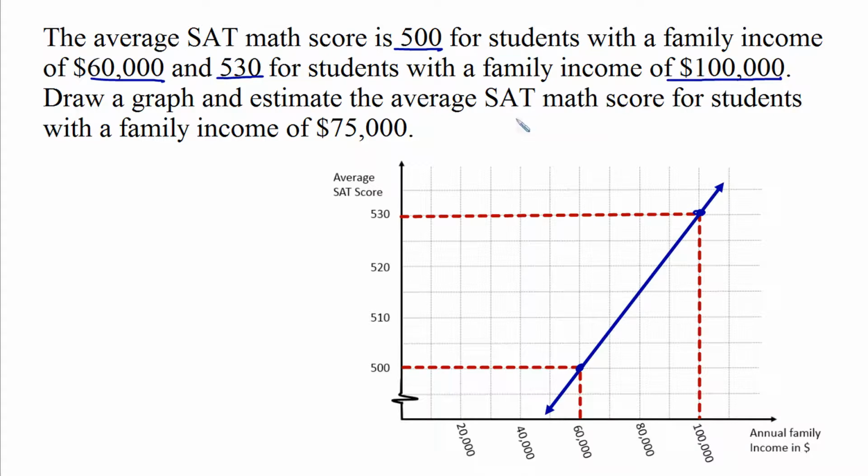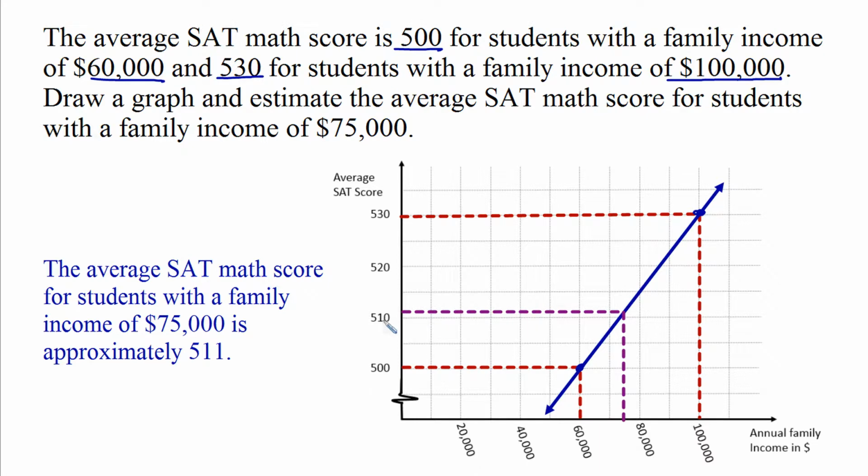Now we're asked to use this graph to estimate the average SAT math score for students with a family income of $75,000. We'll approximate where $75,000 is on our horizontal axis, go up, and then go across to see that it lands at about 511. So the average SAT math score for students with a family income of $75,000 is approximately 511.